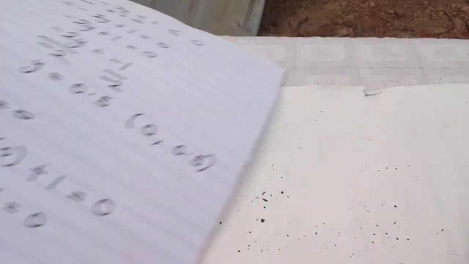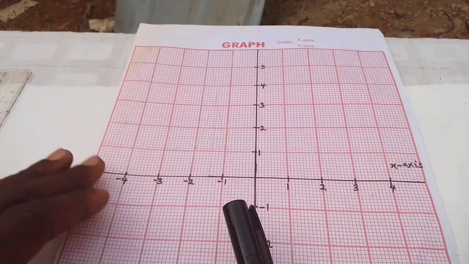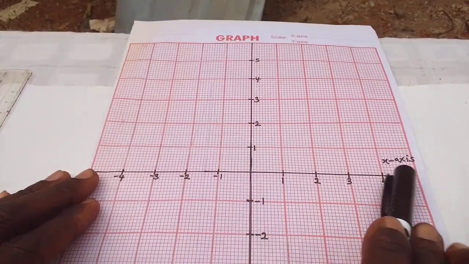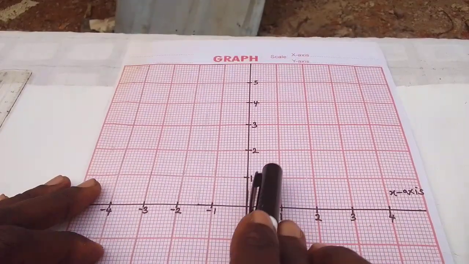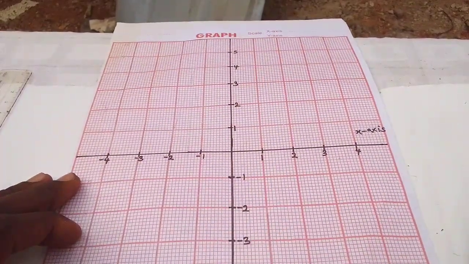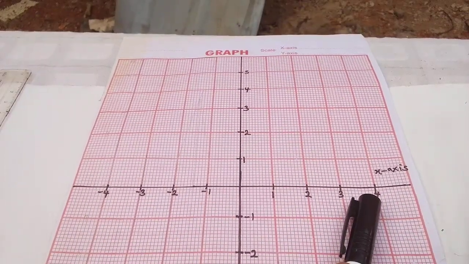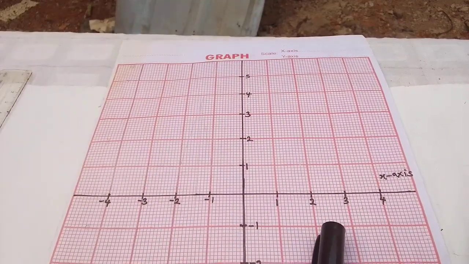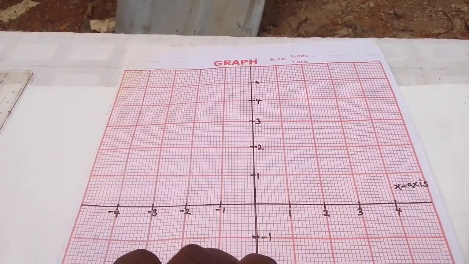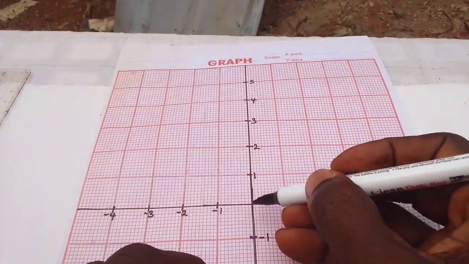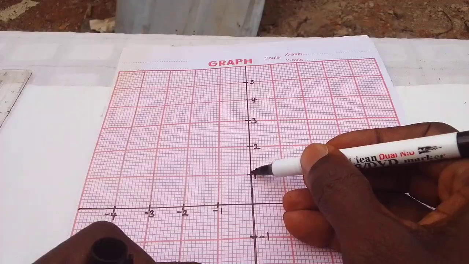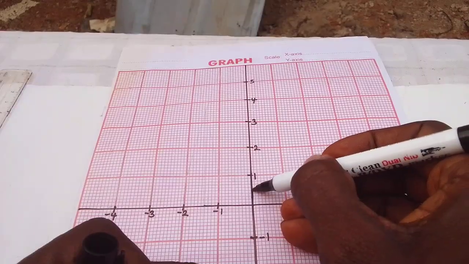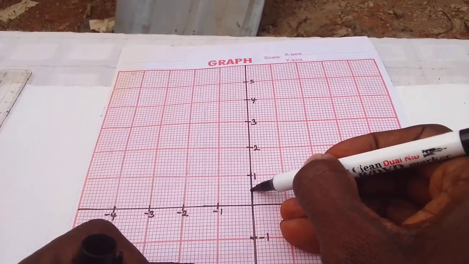So now you are going to plot your Cartesian plane. We have the x-axis and the y-axis. So this is the positive x-axis, negative x-axis, positive y-axis, negative y-axis. Now the first coordinate says that when x is 0, y is 0.5. So if you look at it, x is 0 on this point, and on this line, y is 0.5.